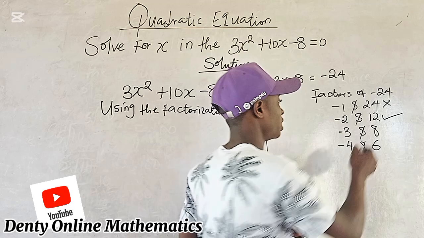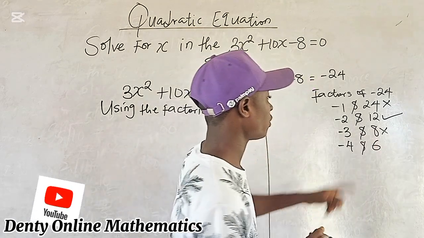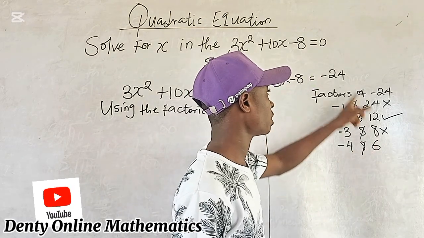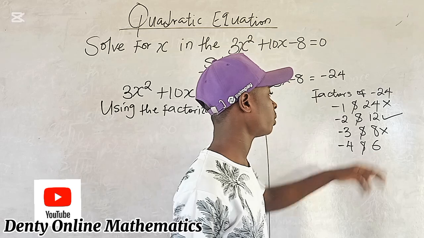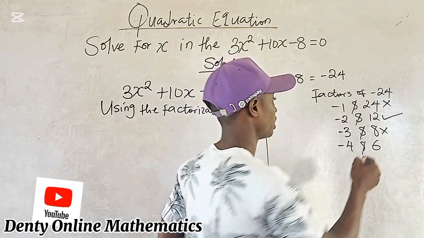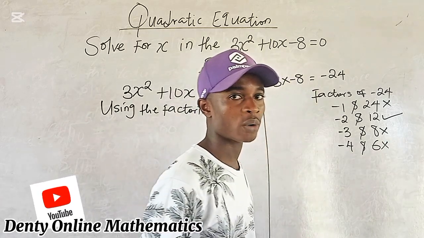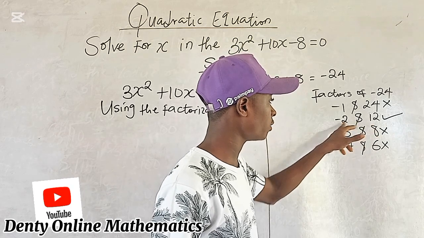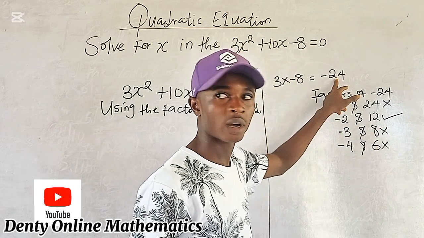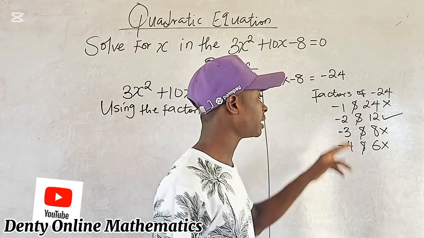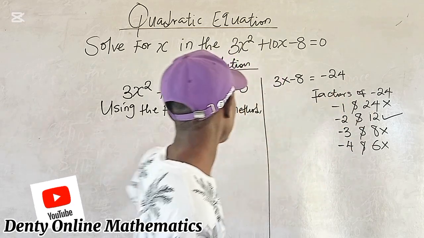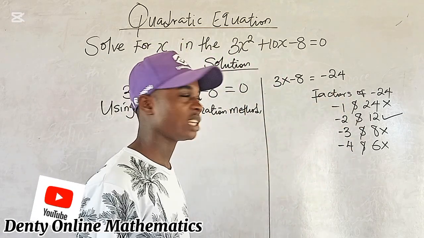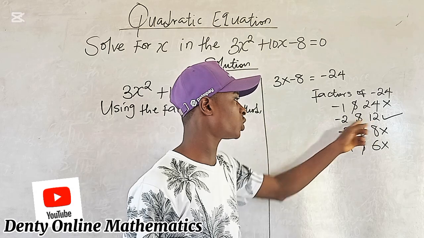So we are not working with this also. Now, minus 4 and 6. Minus 4 times 6 will give us 24, but minus 4 plus 6 will not give us 10. So it's not also the one we are going to work with. So if you observe this particular one, when we multiply the two of them, we have minus 24. And when we add or subtract these two, we have our middle term, which is 10. You get? So we are going to work with these two.